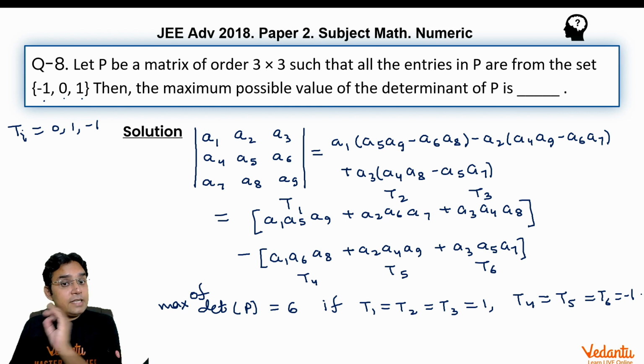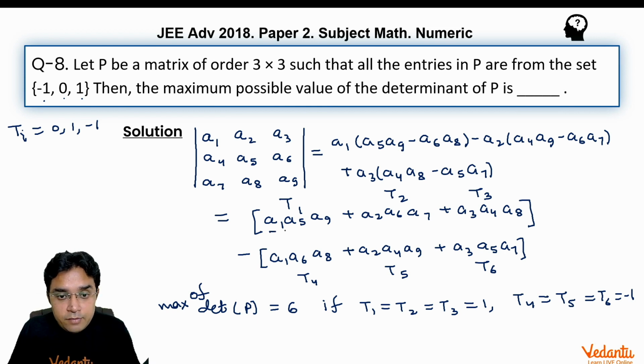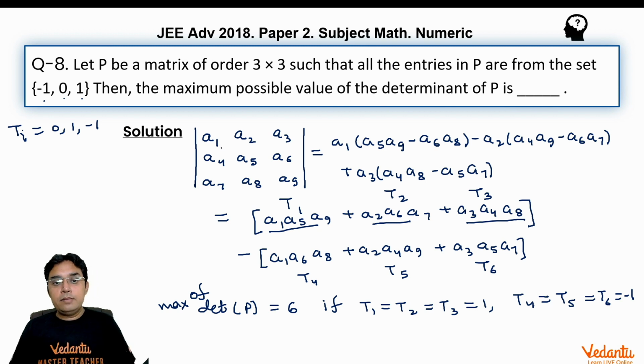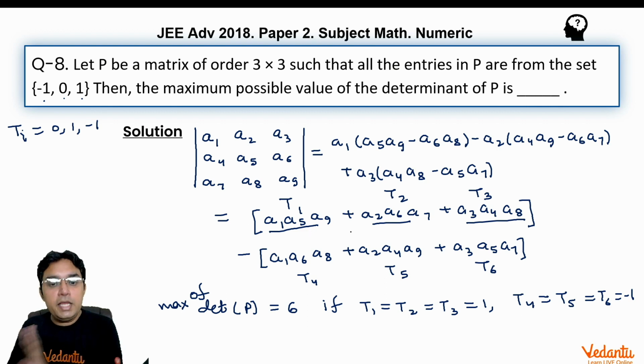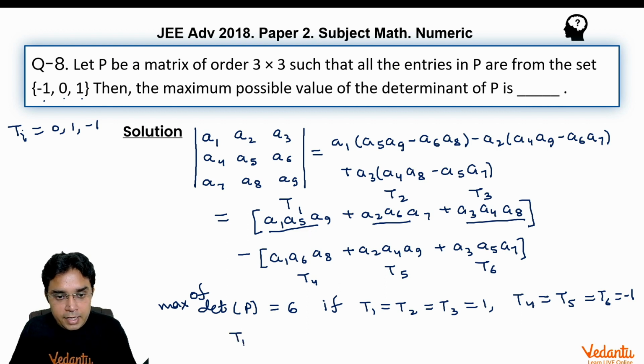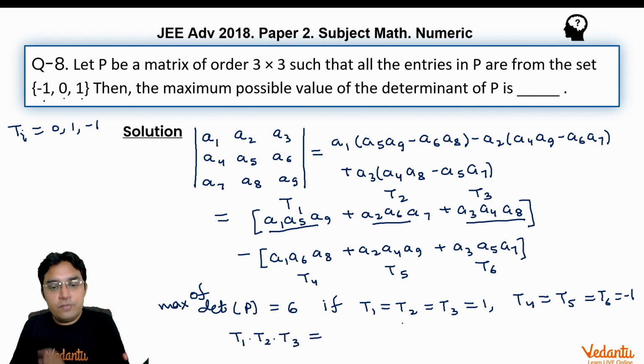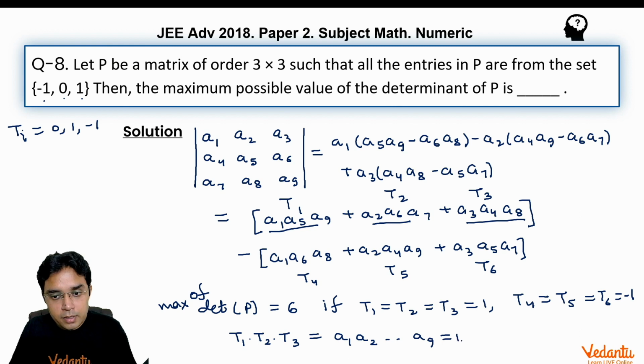Now one very interesting thing, please notice that T1, T2, T3 if you see, you can find that all the terms A1, A2 up to A9 they are occurring exactly once either in T1 or T2 or T3. So if I multiply T1 with T2 with T3, in this scenario when they all are 1, 1, 1, this will give product of all 9 elements to be equal to 1.